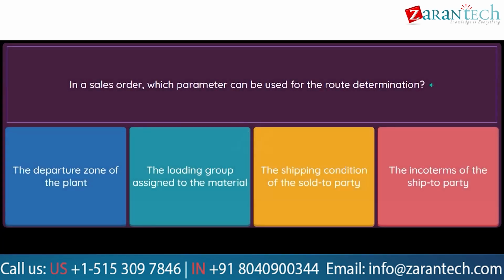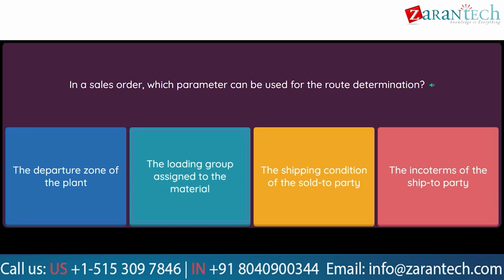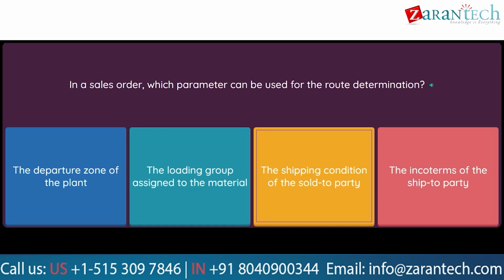Question, in a sales order, which parameter can be used for the route determination? Option 1 the departure zone of the plant. Option 2 the loading group assigned to the material. Option 3 the shipping condition of the sold to party. Option 4 the Incoterms of the ship to party.